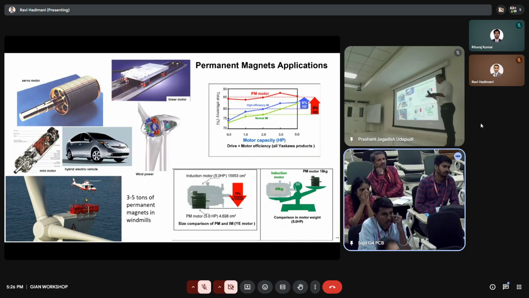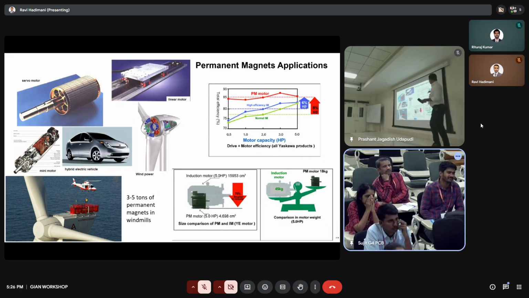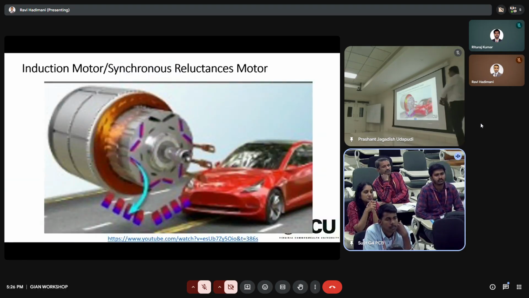Again, I teach that motor structure and how the torque is generated in a different class. But permanent magnet motors are much more efficient. So they are everywhere. For the same HP, an induction motor is 45 kilos, and a permanent magnet motor is 18 kilos for a 5 HP motor. So that's why permanent magnet motors are everywhere. And permanent magnets are controlled by China.